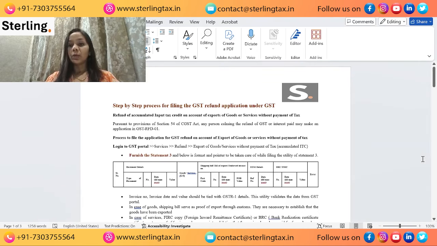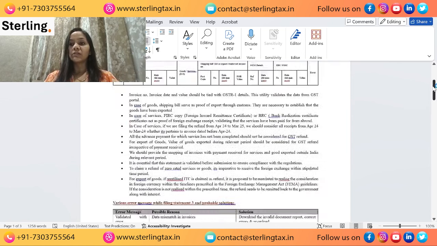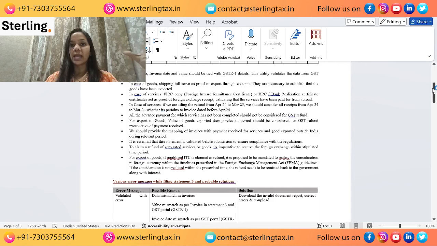While providing the invoice details, we should ensure that the invoice date, invoice value, and invoice number match the GST portal. If they are not matching with the GST portal, our utility will throw an error, because whatever we furnish in Statement 3 is validated by the GST portal and the customs portal as well. So we should be very careful in providing the details in Statement 3 and the shipping bill details. This is the most important thing to keep in mind while furnishing Statement 3.